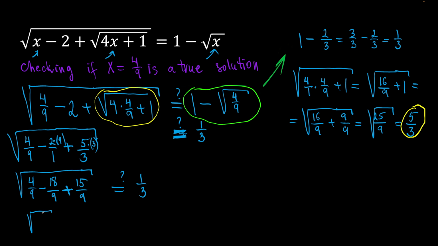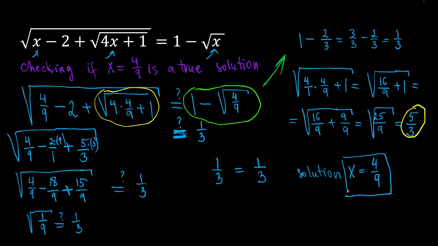So we have square root of 1/9. Is it equal to 1/3? So on the left side, square root of 1/9 is 1/3, and on the right side we have 1/3 too. So our solution x is equal to 4/9 checks out. This is a true solution.